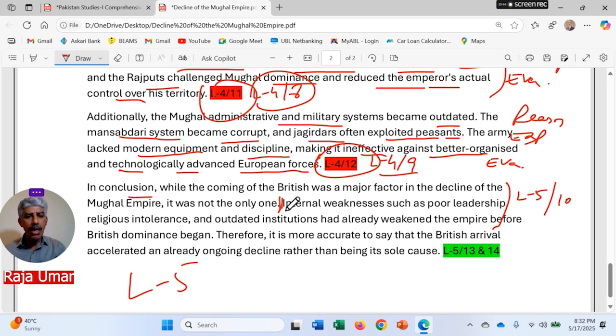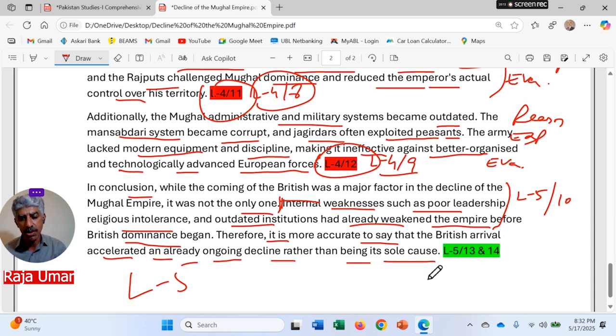In conclusion, while the coming of the British was a major factor in the decline of the Mughal Empire, it was not the only one. Internal weaknesses such as poor leadership, religious intolerance, and outdated institutions had already weakened the empire before British dominance began. Therefore, it is more accurate to say that British arrival accelerated an already ongoing decline rather than becoming its sole cause. So really very good judgment is given over here.